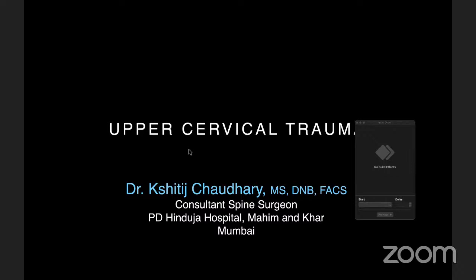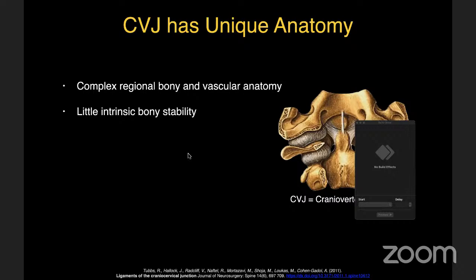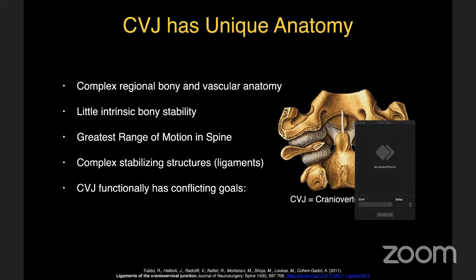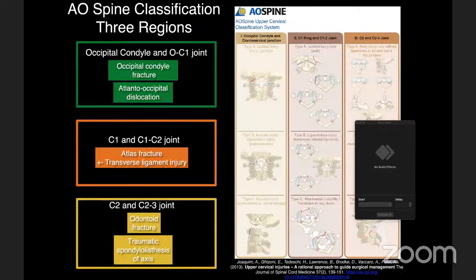So here we go. The craniovertebral junction has a very unique, quite complex anatomy, but it has very little intrinsic bony stability. It provides the greatest range of motion in the spine because it has these complex stabilizing structures and various ligaments that hold the bones together. But functionally, the craniovertebral junction has conflicting goals. It wants to facilitate a lot of motion at this level, but at the same time also wants to protect the spinal cord that lies within these bones. The AO Spine classification divides this craniovertebral junction into three regions, and these three regions have their own kinds of fractures. So we will see each region individually. The first region is the occipitocervical area.